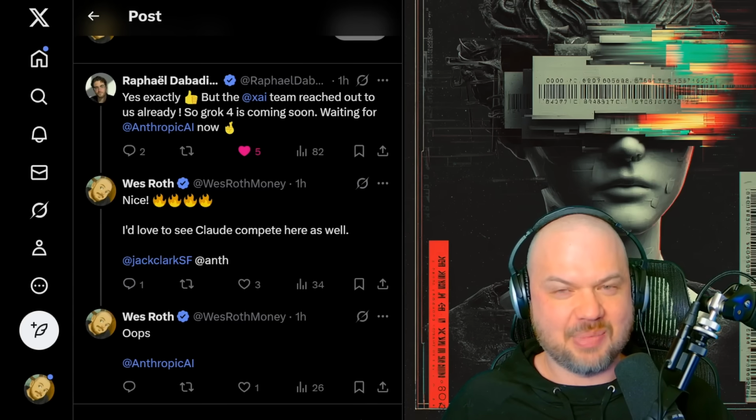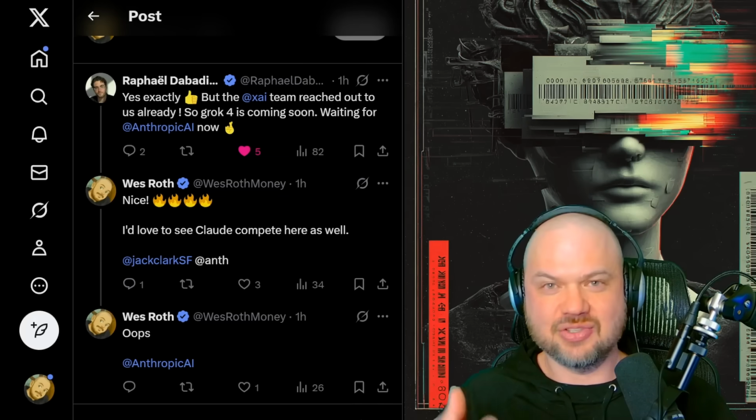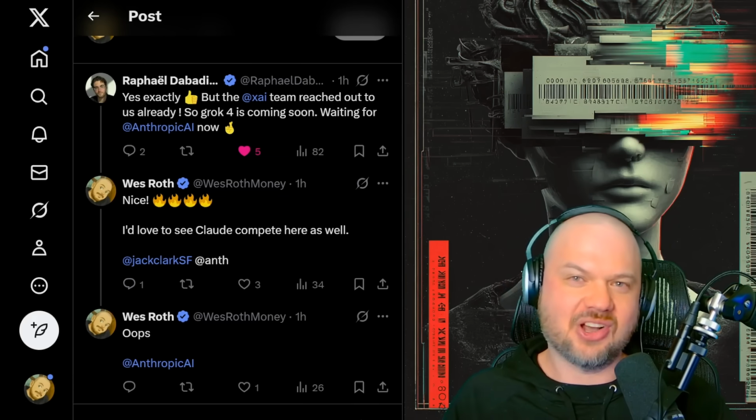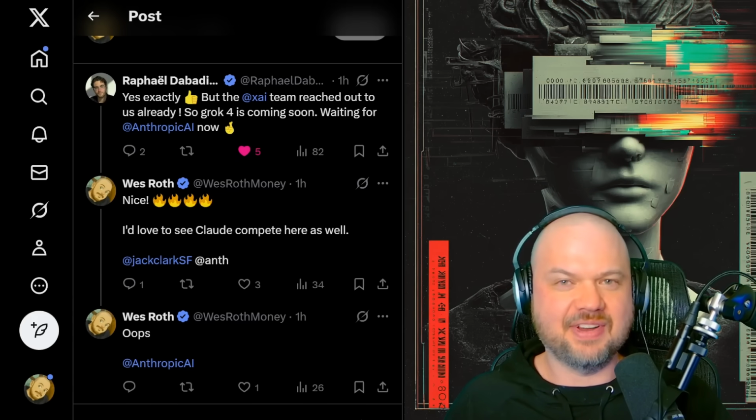And if you know of any other benchmarks like this, like Agent Village, like Profit Bench, like Vending Bench, whatever it's called, please let me know. Those are some of my favorite things to cover.